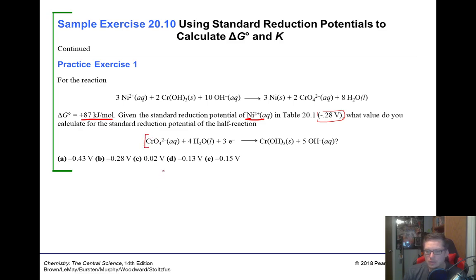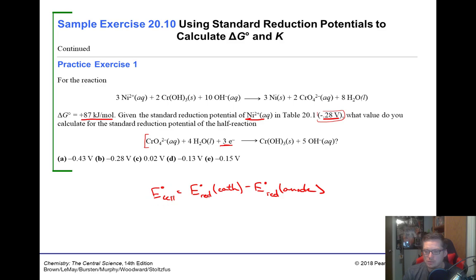All right, cool. So if we're trying to find the standard reduction potential for just this one, this one's being reduced, right? So we know that our Ecell is equal to E reduction of the cathode minus E reduction of the anode. Okay, well, we have this value right here, right? This value is the negative 0.28. This is what we're trying to find, the reduction at the cathode, because that's what the chromate is.